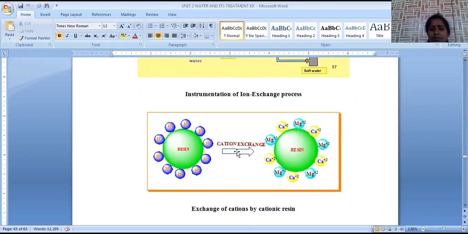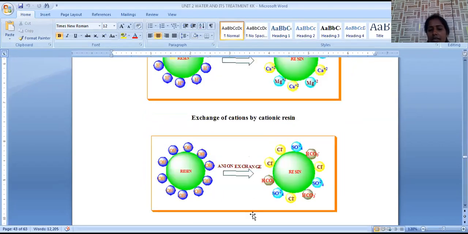This is another simple representation of exchange of cations, where the cationic resin is surrounded by H plus ions. We already know cationic resin has either carboxylic acid or sulfonic acid functional groups on its terminal centers. So these H plus ions present on the resin, when treated with water, get replaced by calcium and magnesium ions. In the cationic chamber, calcium and magnesium ions are retained here.